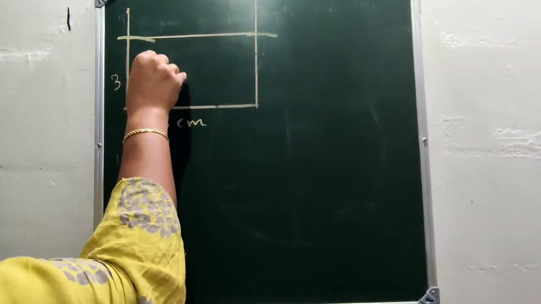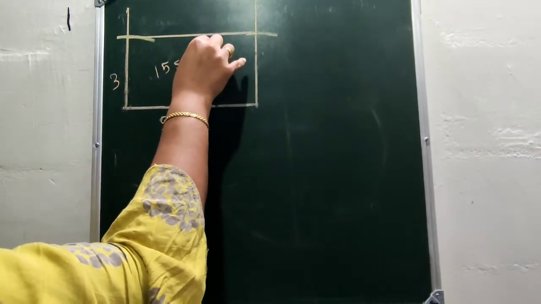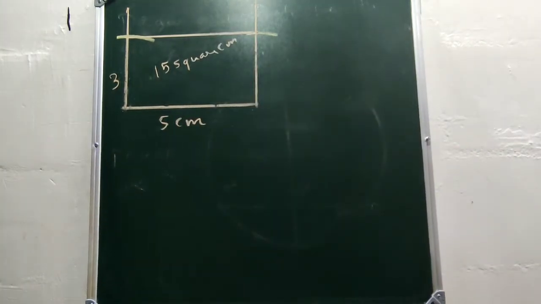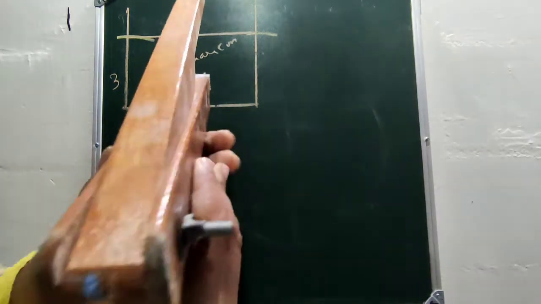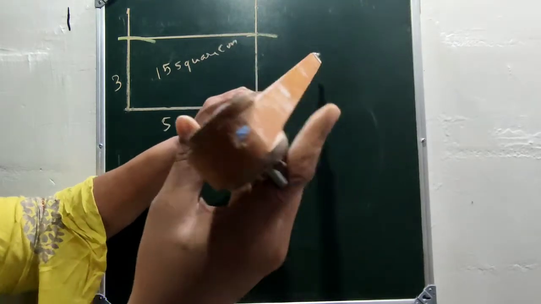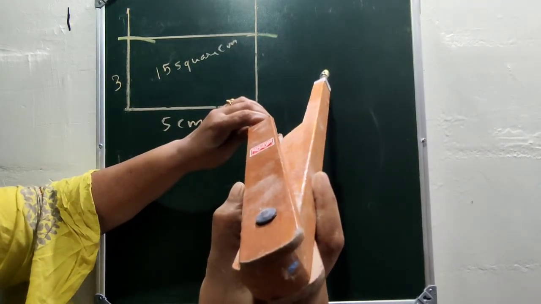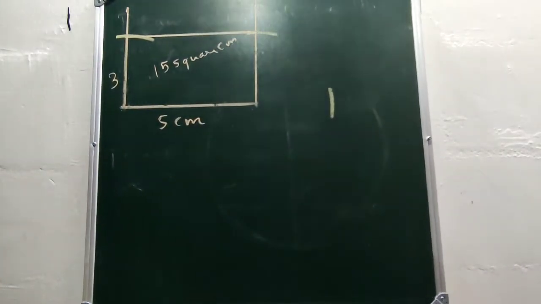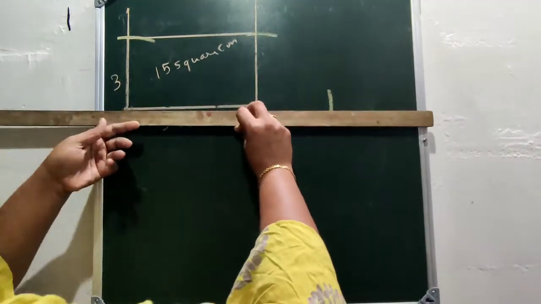Now, what is the area of this rectangle? The area of this rectangle is 15 square centimeter. Now we need to construct a square having the very same area, 15 square centimeter. For that, just extend this 5 cm line to an 8 cm line. That is, take this length 3 cm on the compass, then draw an arc like this. Then extend that 5 cm line to touch that arc.